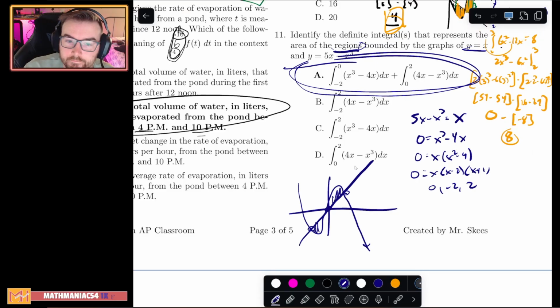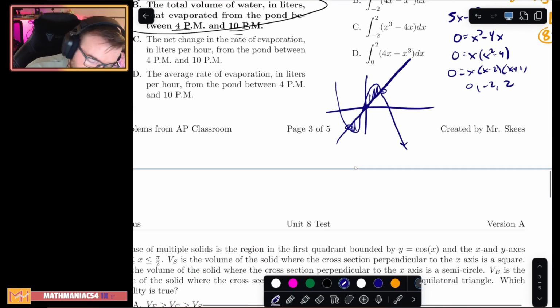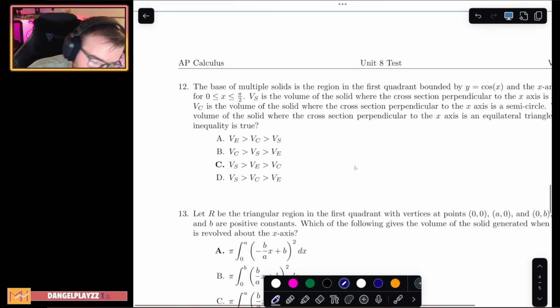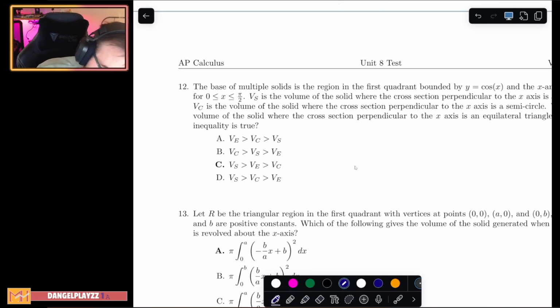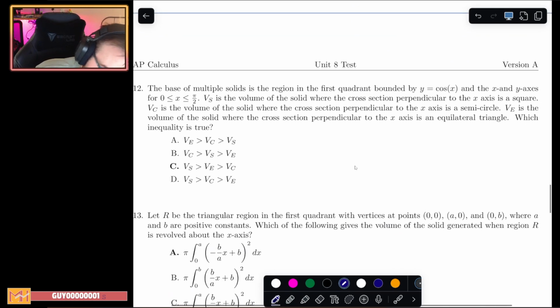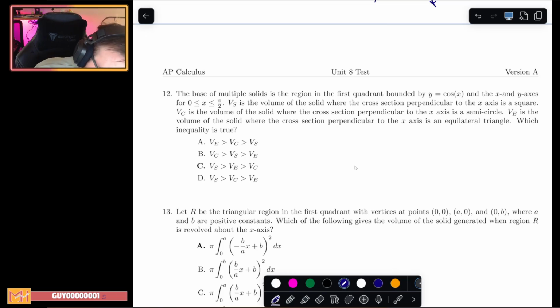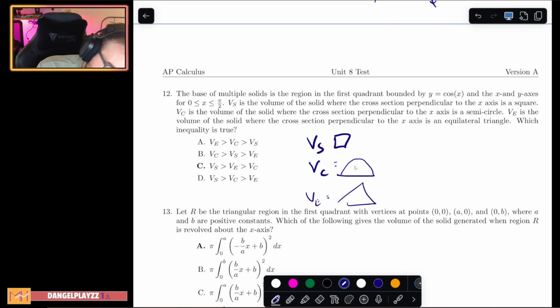What can we say? All right. The base of multiple solids is the region in the first quadrant bounded by y equals cosine of x and the x and y axis from 0 to pi over 2. Vs is the volume of the solid where it is squares. Vc is the volume of the solid where the cross-section perpendicular to the x-axis is a semicircle, and VE is the volume of the solid where the cross-section perpendicular to the x-axis is an equilateral triangle.